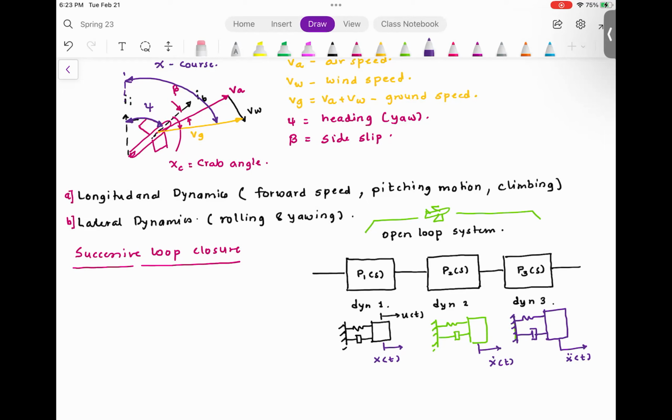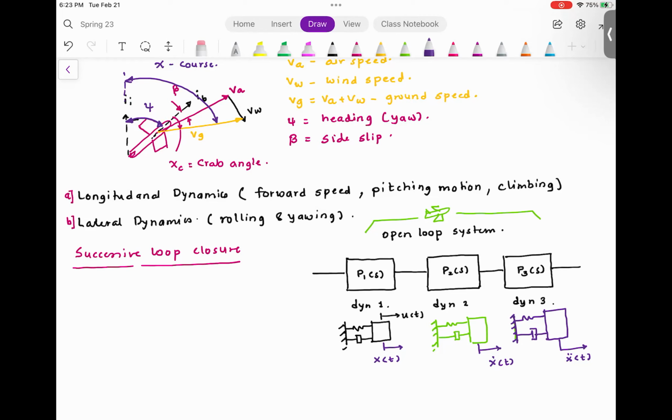But the important point I want to tell you here is, even though these systems are represented as spring mass damper systems, the output that we are measuring could be the displacement, the velocity, or the acceleration. What that means is, imagine if I have a displacement sensor on this first system, that will give me the value of x.